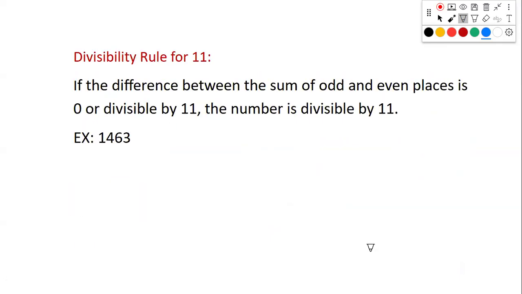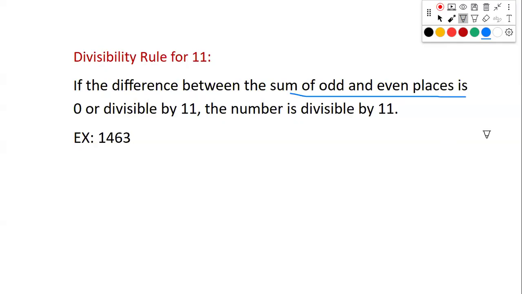And 11. So the difference between the sum of odd and even places. Sum of odd and even places, not numbers. Students generally get confused. Odd number, even number, no. They are places. Odd place, even place. If the difference is 0 or divisible by 11, the number is divisible by 11.